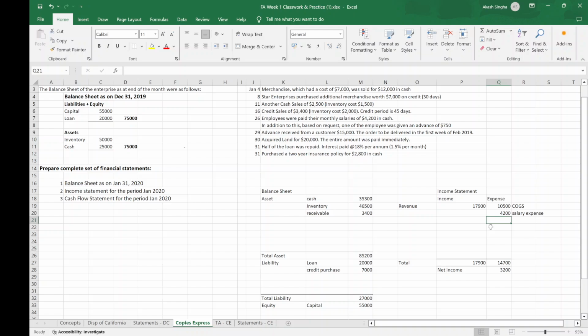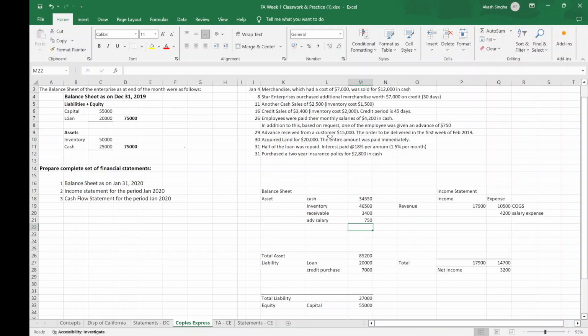Advance paid to an employee: in addition to the Western request, one of the employees was given an advance of 750. So an advance was given for 750 in cash. Advance salary is an asset, so 750. Then it will become an expense when the employee does his or her job.